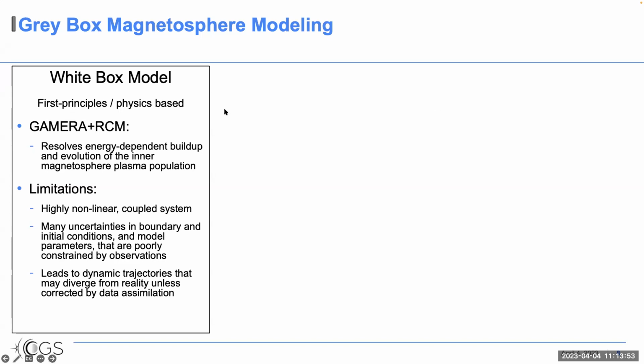And when you combine this with the fact that there are many uncertainties in the boundary and initial conditions, as well as some of the model parameters that we have difficulty constraining with observations, it means that it's very possible that the first principles model can get onto a trajectory that might diverge from reality unless it's corrected by data assimilation. The problem being that we haven't really been able to correct via data assimilation prior.